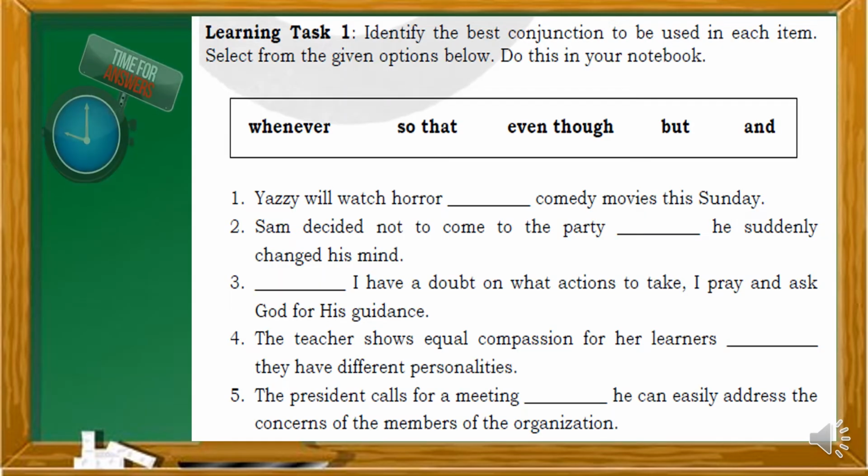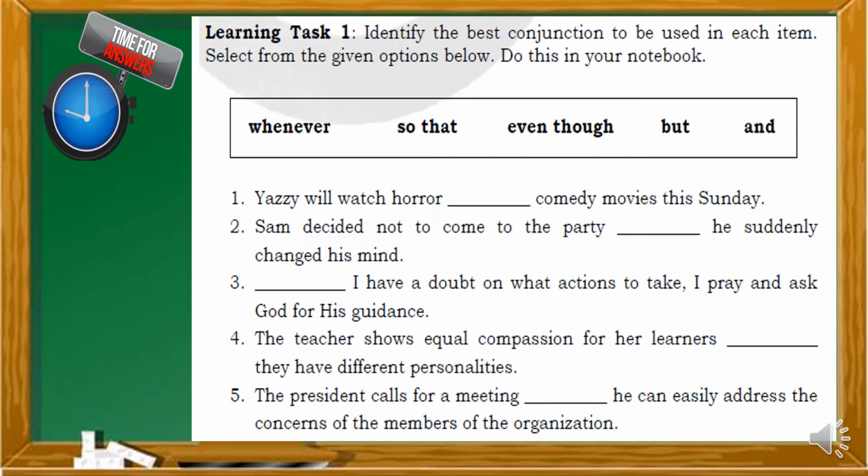Are you ready for the answers? Okay, so let us check. For number 1, we have and. Number 2, we have but. Number 3, the answer is whenever. Number 4, the answer is even though. And number 5, the answer is so that. Okay, did you get the correct answers?